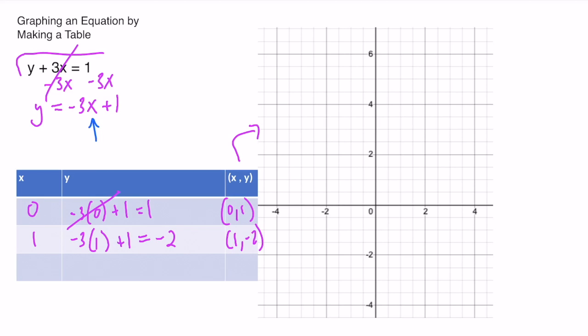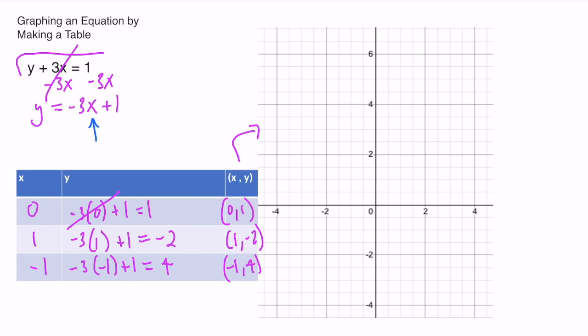And then finally, for the last one, I could pick anything that I want. I could pick 10, I could pick 1,000,000, I could pick a positive or a negative number, and so that's what I'm going to do. I'll pick negative 1. And I'll get negative 3 times negative 1 plus 1. So negative 3 times negative 1 is positive 3, plus 1 is 4. So I get negative 1 for x, 4 for y. So I have my 3 points.